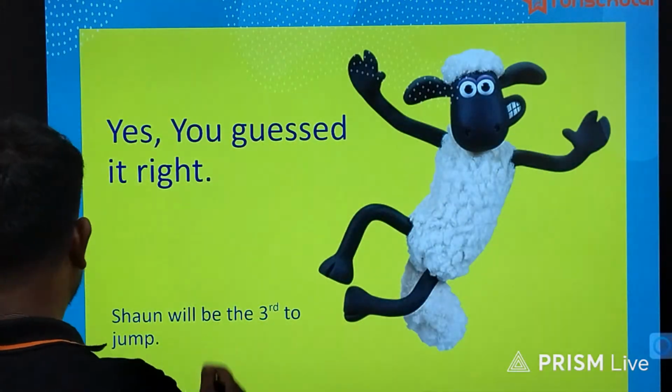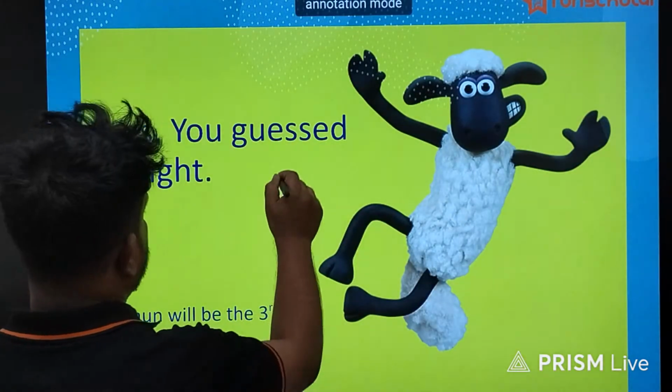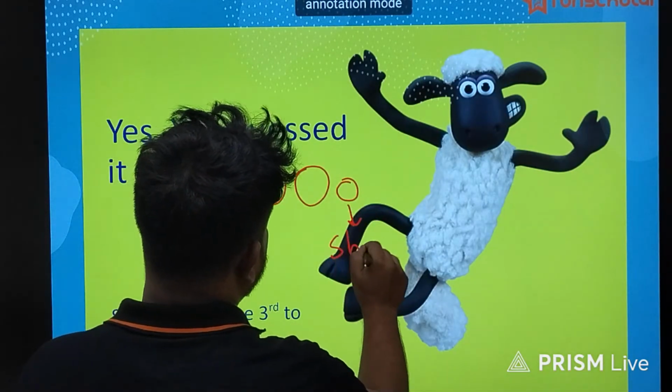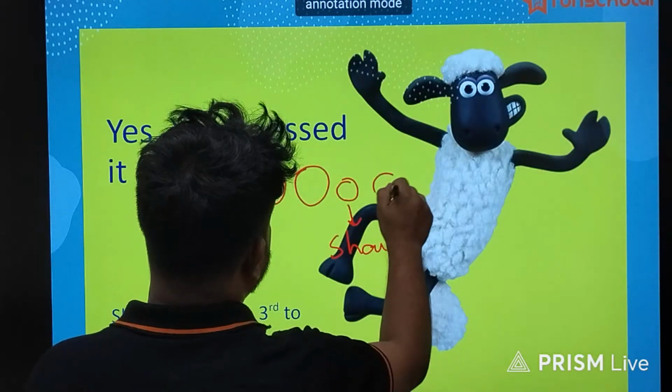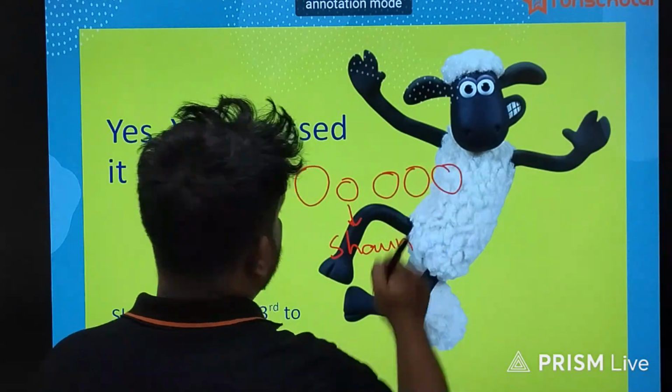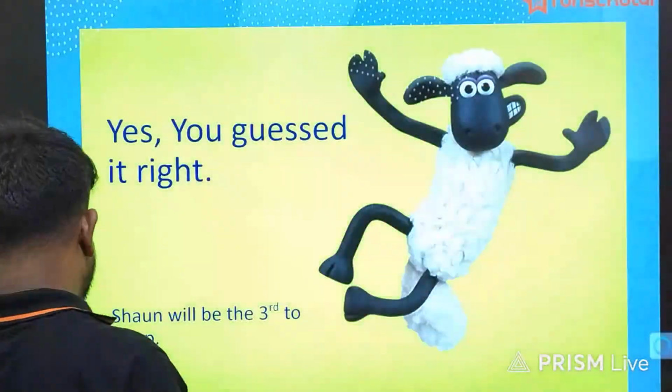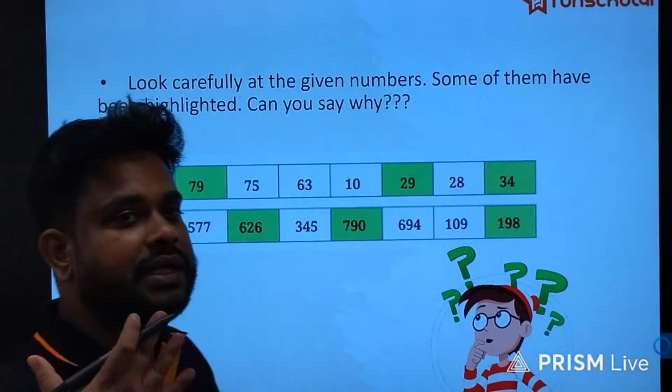Okay, so 2 will be from here, Sean is in the middle, and 3 will be after him. Okay, so let's go again. This one is a pattern.